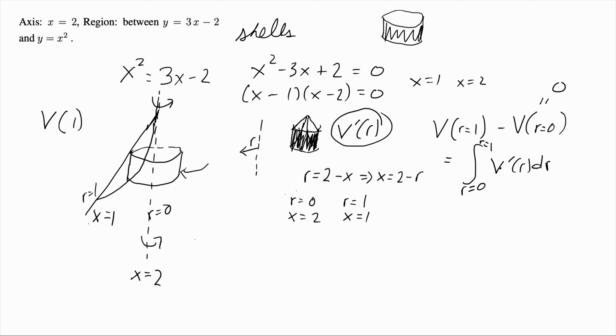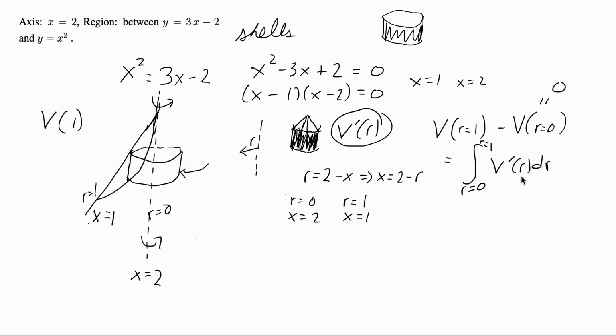Now, the problem with this is that it's not expressed in what we have here. Everything's in terms of x's. A little change of variable is in order, a substitution, if you will, between the variables. If we think about it, r going from 0 to 1 is the same thing as x going from 2 to 1. And here, notice that x is equal to 2 minus r.